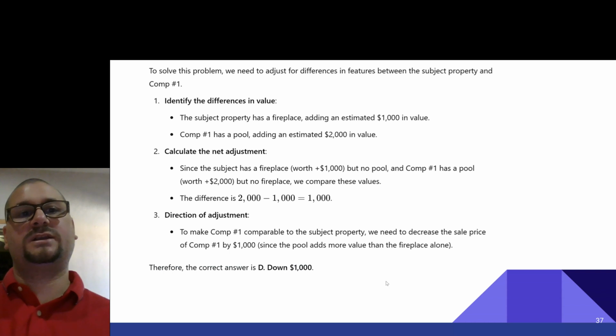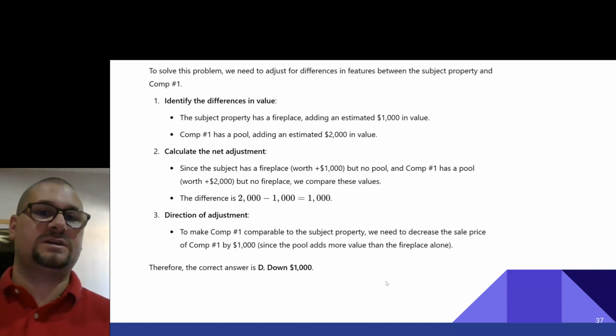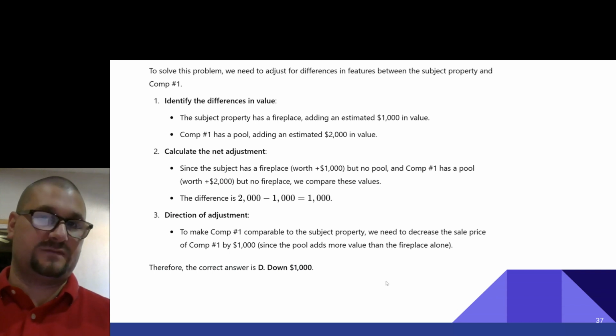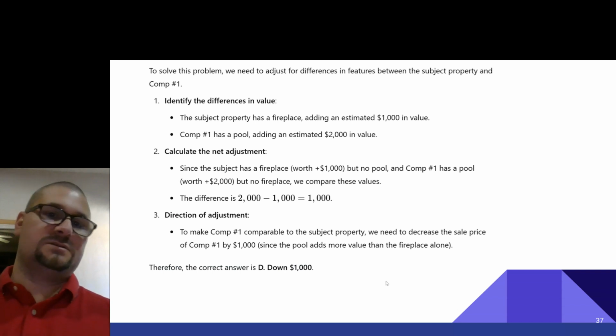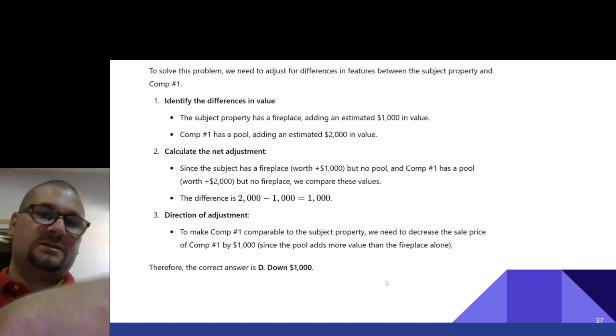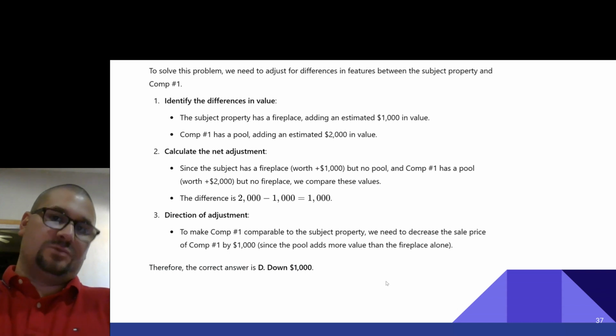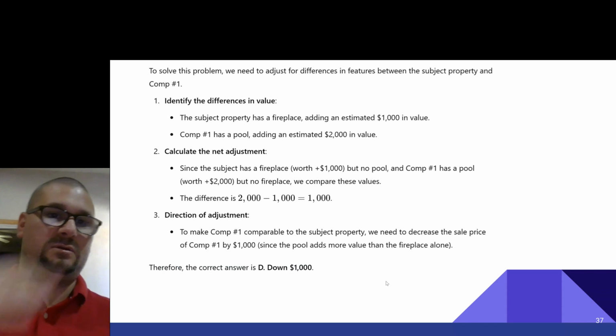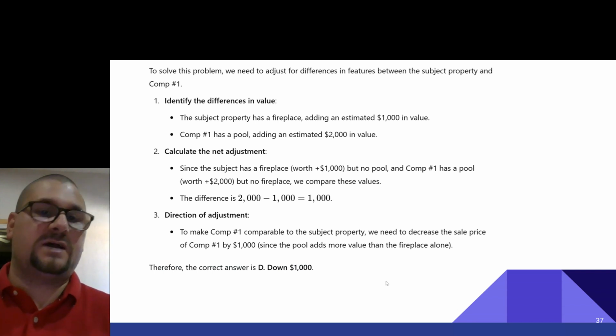So here you want to identify the difference in value. The subject property has a fireplace, adding an estimated $1,000 in value. Comp number one has a pool, adding an estimated $2,000 in value. So you want to calculate the net adjustment. Because yours had 1,000 and the pool had 2,000, you would adjust it by taking it down 1,000 so that they're equal. So that's why its answer is down 1,000.